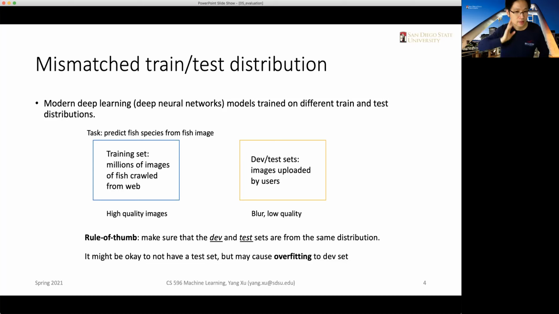Okay. So in the case where we cannot have a test set, we totally depend on the dev set for the report of our performance. That causes an issue of overfitting to the dev set. About overfitting, we're going to cover it later in this lecture.